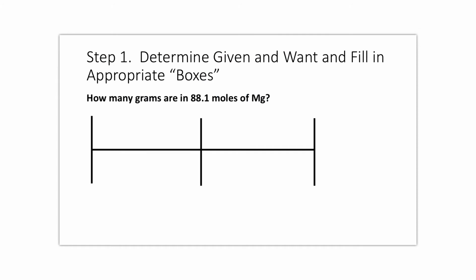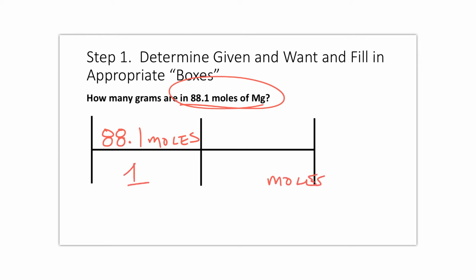Okay, so step 1, we're going to determine the given and want and fill in the appropriate boxes. So what am I given? I'm given 88.1 moles. And then the word moles goes here, and then the number 1 goes here. And then what I want is grams. So now I know what I need as far as a conversion factor.